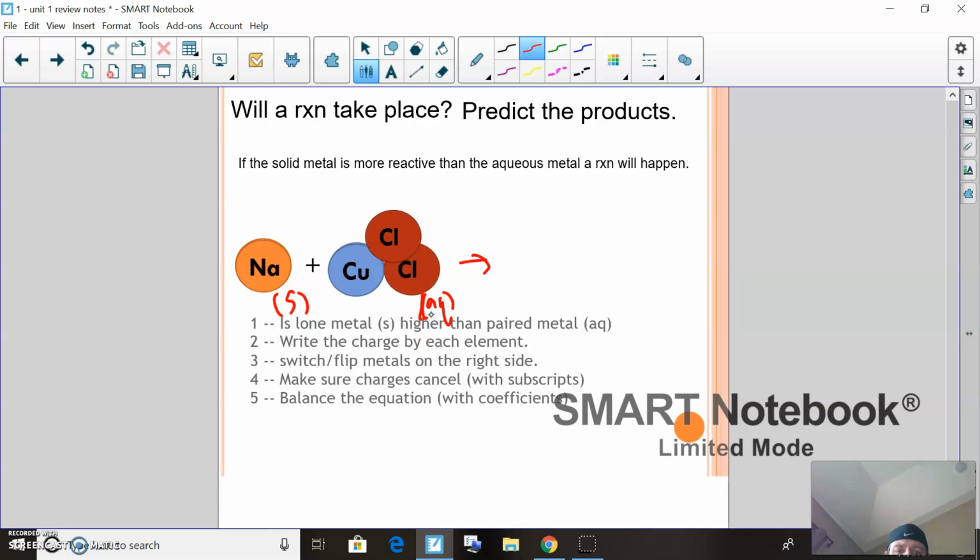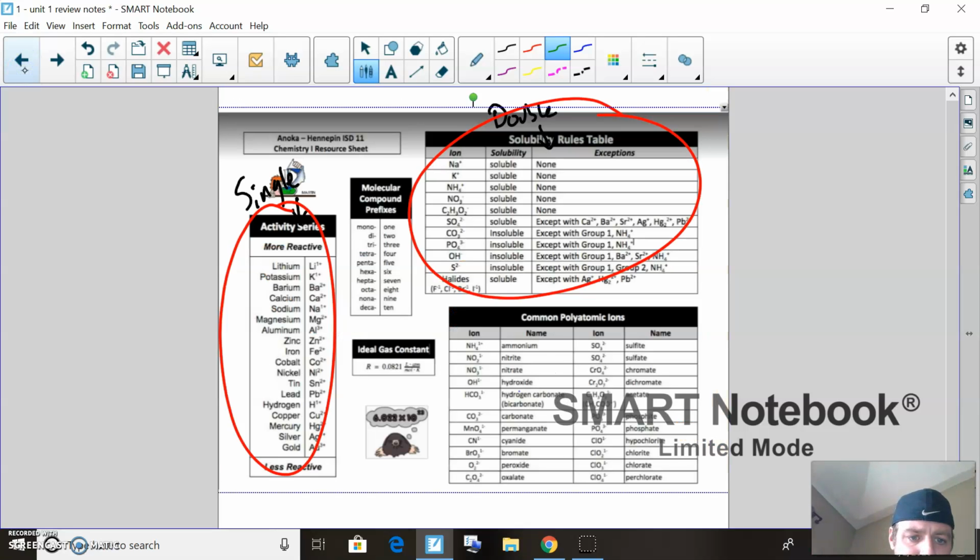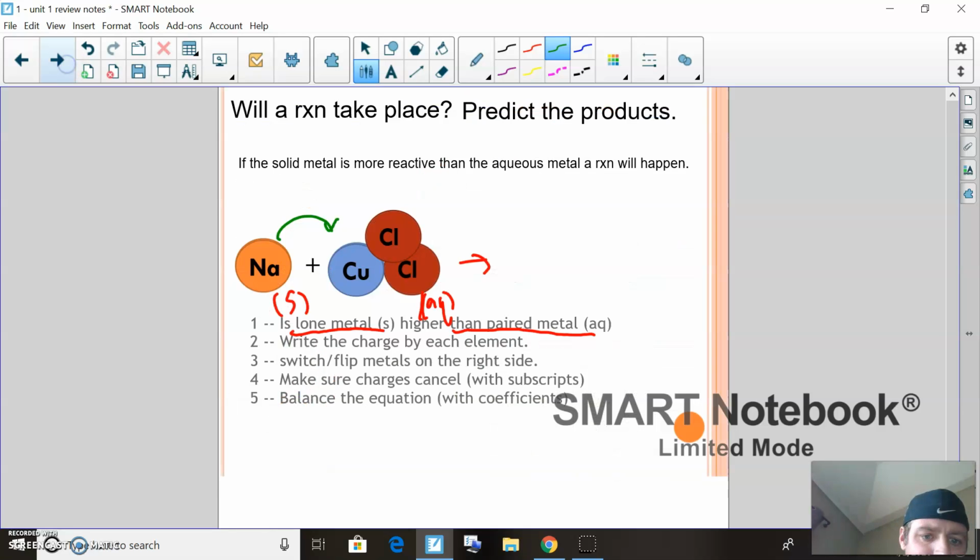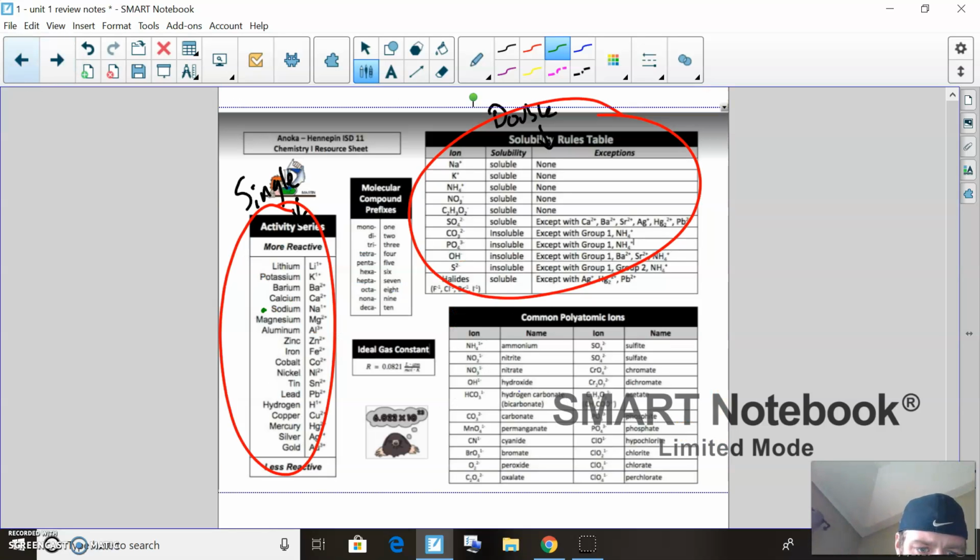Basically, how we determine if this happens or not is the solid metal has to be higher than the metal that's paired. If it is higher, it'll switch with it. It'll kick it out. So I go back to my periodic table and find, what was it, sodium? That's the metal. Is it higher than copper? It is higher than copper down here.